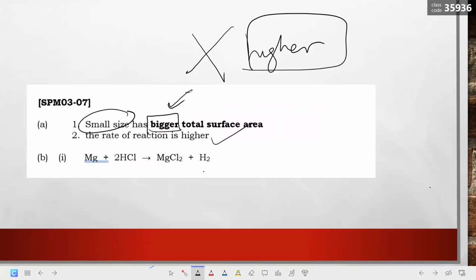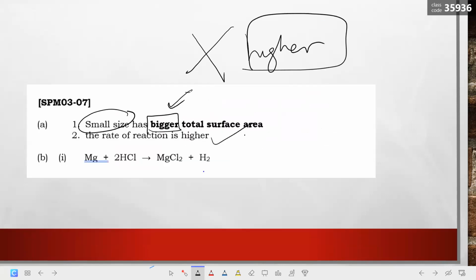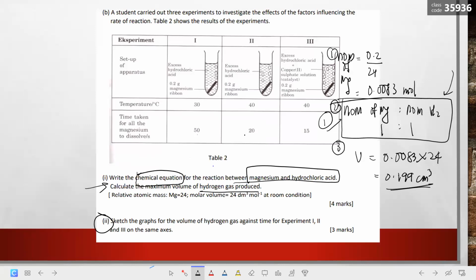If you look at the marking scheme also, they did not round it off. So it's 0.199 or 199.2. 0.1992 decimeter cube. So let's say teacher makes it into centimeter cube: 199.2 centimeter cube. All right, good job, Nage. So we've got this one.